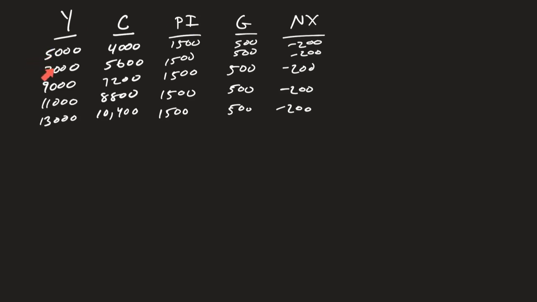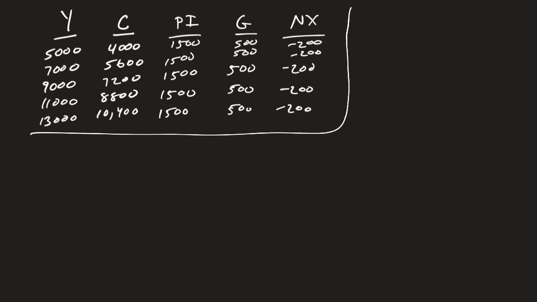And you have all of this information. So you notice GDP is increasing, consumption's increasing with it. That's our positive relationship that we see in the consumption function. Planned investment, government purchases, and net exports are all exogenous and they stay the same throughout the entire model. So this is the information that's given. So let's just kind of block that off.